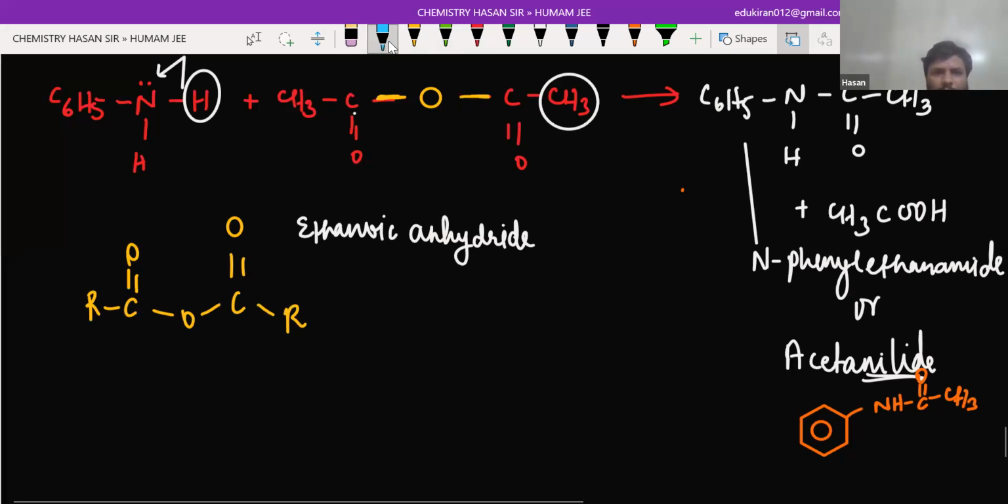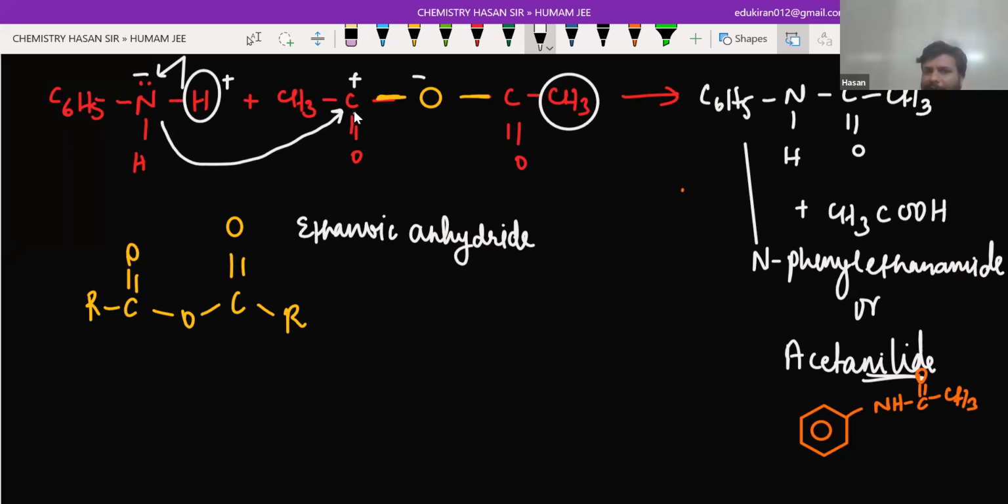So see how you are going to do. Very simple it is. This has negative, this has positive charge. This has positive, this has negative charge. So this negative will be attacking on this. So what you will get is C6H5NH, and then this becomes C double bond O, CH3. And here H plus will be attacking, so it becomes CH3 C double bond OH. Is that right? Is that clear, both of you?